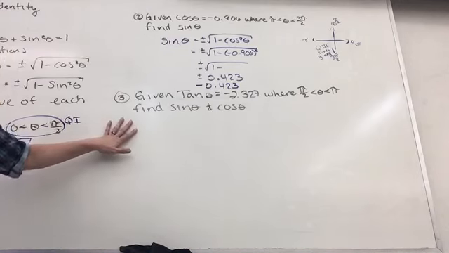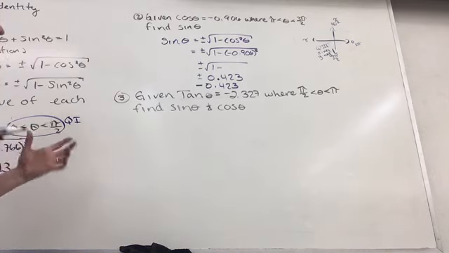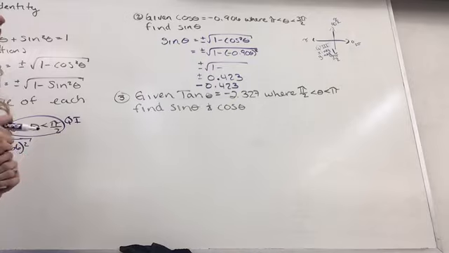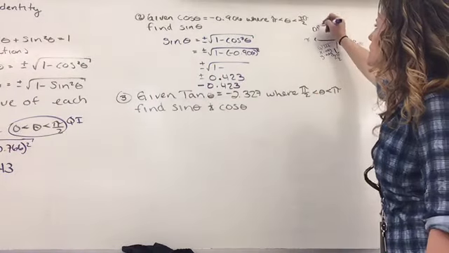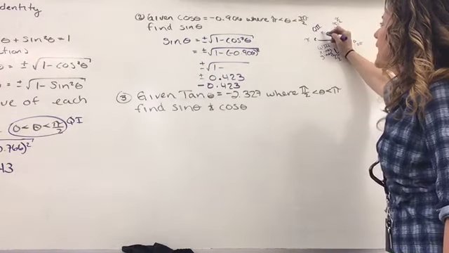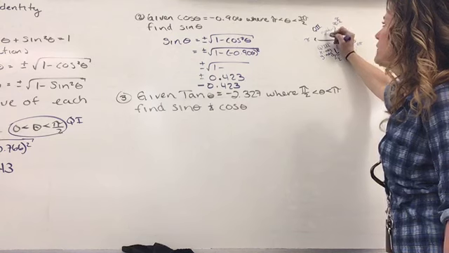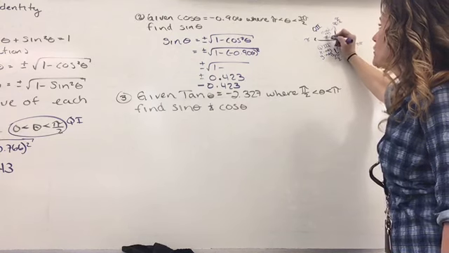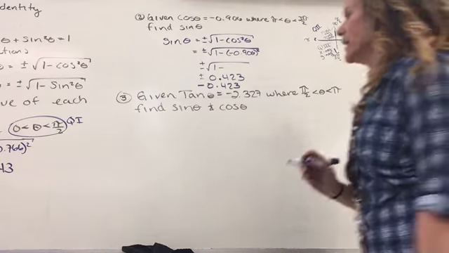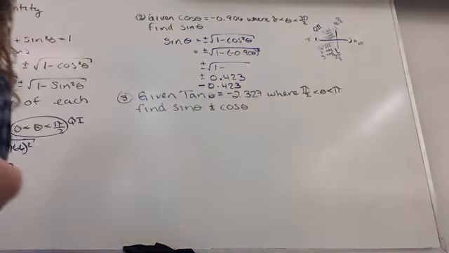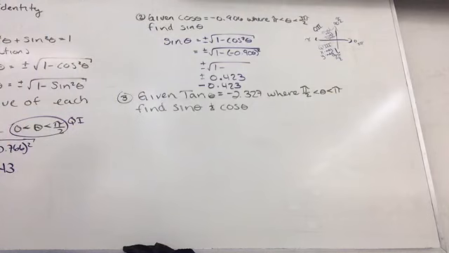Alright, we're going to try another one. These notes today will be short in comparison to the ones you took before. Given that tangent is negative 2.327, we're between pi over 2 and pi, so that means we're in quadrant 2. X values are negative. The y values, though, are positive. Okay? We want to find sine and the cosine. So we're going to start by trying to find one of them.